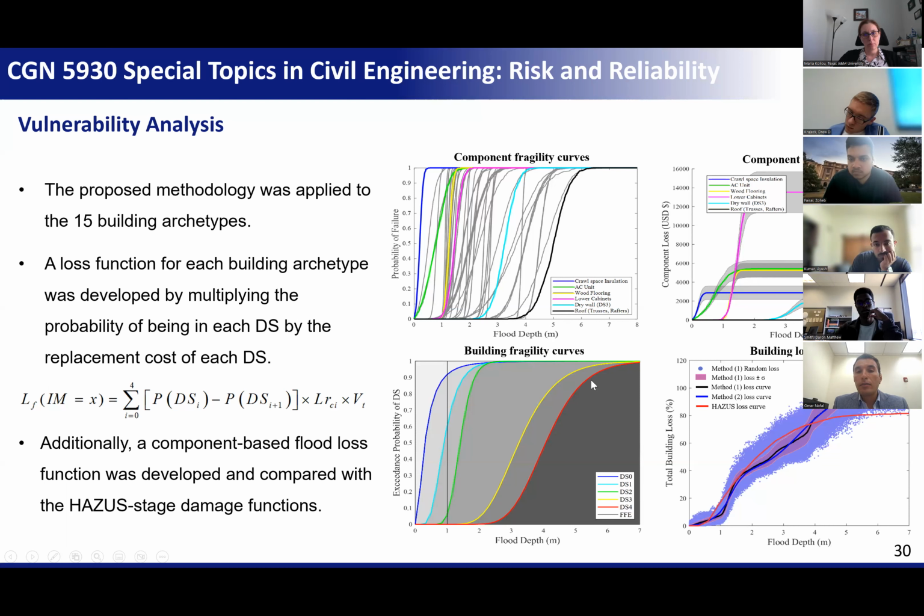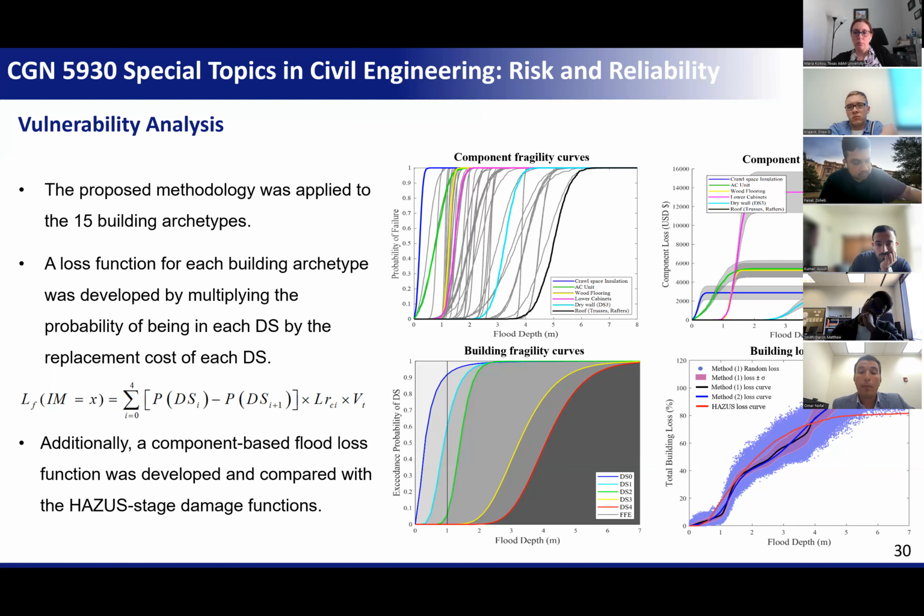And here are the building fragility curves, which are derived from the components. And we were also able to capture the total loss for the building, the loss curve for the building at each flood depth. We were also able to compare this with what the current standards use. Most of the current methods use HAZUS stage damage functions. We compared this with HAZUS and it shows a great match at some points. There is some mismatch, and it has reasons which are explained well in some of the publications, because we basically use a different approach.